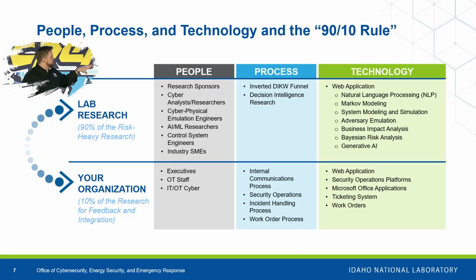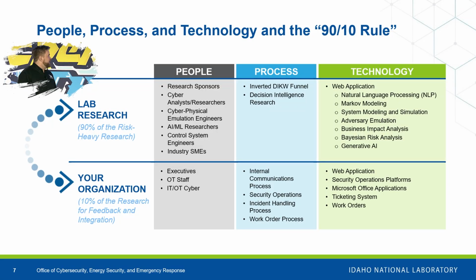And so we have a little bit different structure for the people, process, and technology, where there's probably not a lot of AI ML researchers in your organization. So they come to the lab and we try to figure out the right way to use these tools. And you probably don't have the inverted DIKW funnel in your internal processes. And you probably don't have the tools that we've created, which is ideally going to be a web application. So we are doing these really risk-heavy things that maybe you don't want to quite invest in yet, but you're interested in. And what we need from you is 10% of the effort, right?